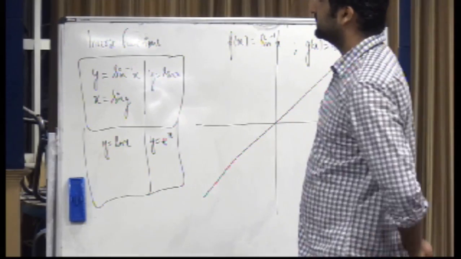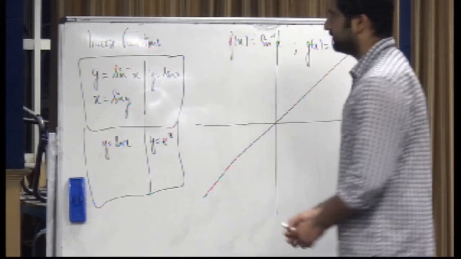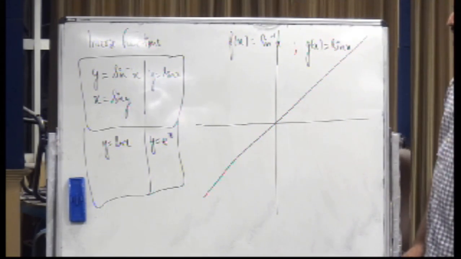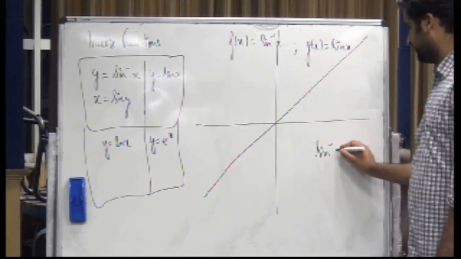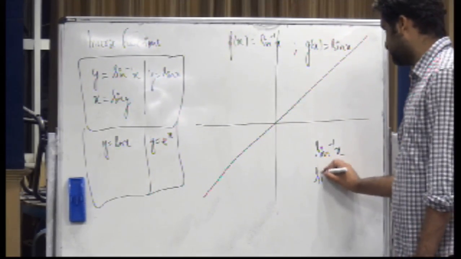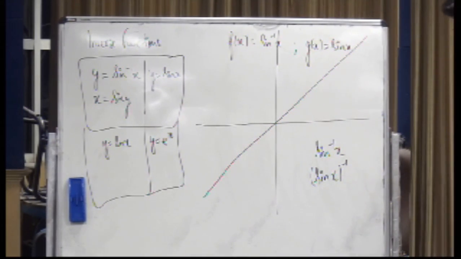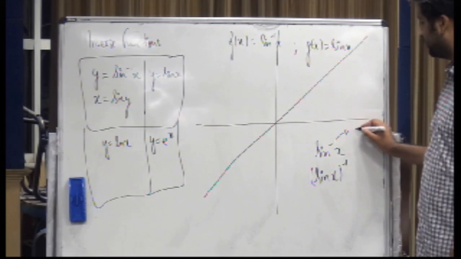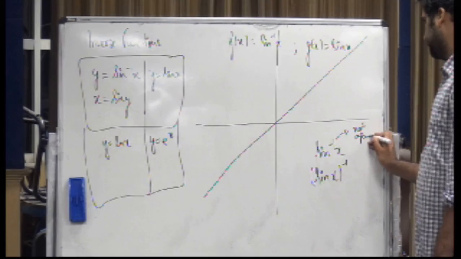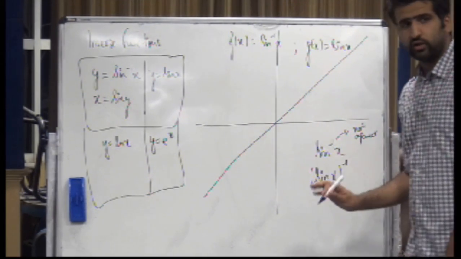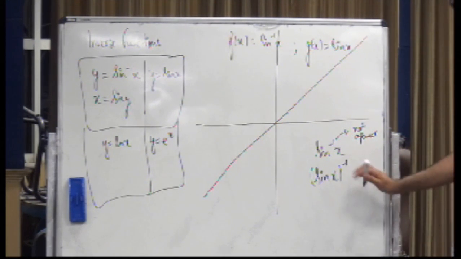Is this the graph of sine inverse x? No. Sine inverse x is different from symmetric about origin. I think you're confusing yourself with sine inverse x and sin x to the power minus 1. This one has nothing to do with power. This one is not a power, but this one is a power. So these two are exactly different.